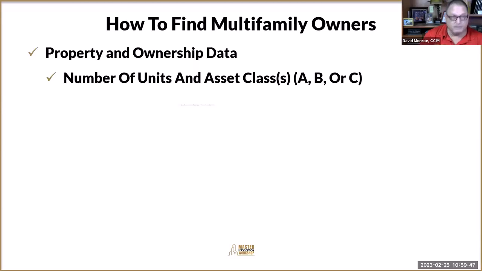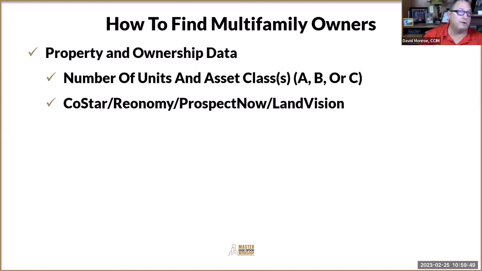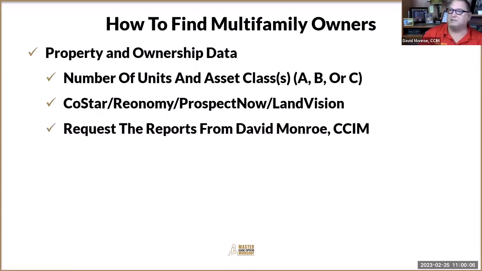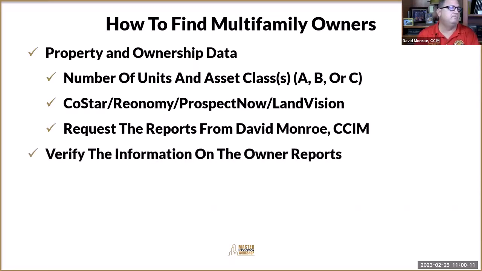All right. So where can you get the data? You can get it from CoStar, Reonomy, Prospect Now, Land Vision. They all offer subscriptions. Or you just come to me and request the ownership and contact information, and I'll send it to you. So here's how I'm going to, well, let me get through this slide and then I'll show you how I'll send it to you. So obviously you're going to request the reports from me. Okay. And then once you get the reports, you're going to need to verify the information, because when we're under 50 units, Neil, don't tell me now, you're going to have to request it through an email.